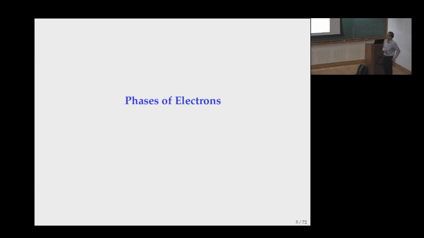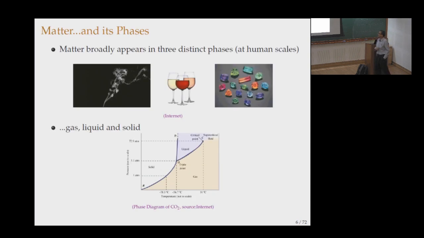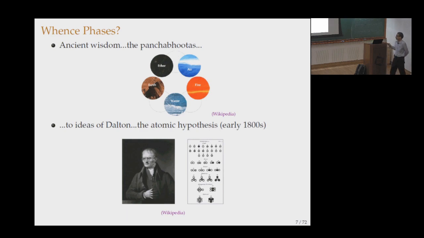Okay, all right. So let's just start with phases of electrons. We are taught in high school that matter broadly appears in three distinct phases at our scales, at least. So there's the solid, liquid, and gas phase. And people have thought about this problem for many centuries and millennia, actually. So in ancient India, there was this idea that everything is made of five elements. And it turns out that that's not just in India; in many other civilizations, these ideas came up that there are some elements that make up stuff.